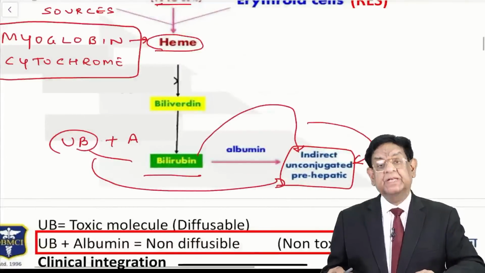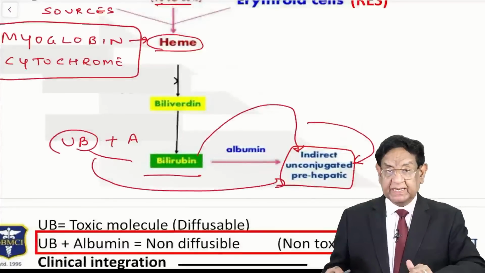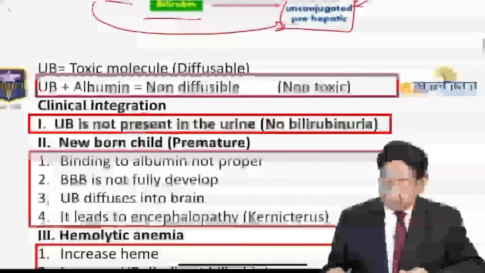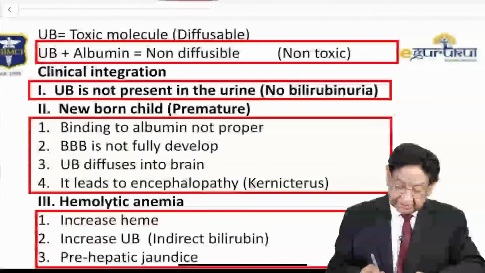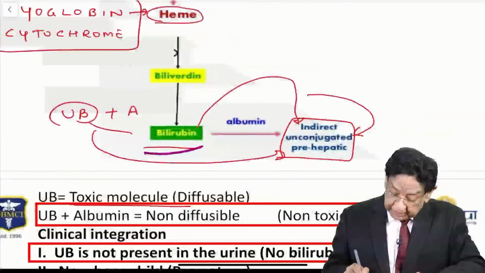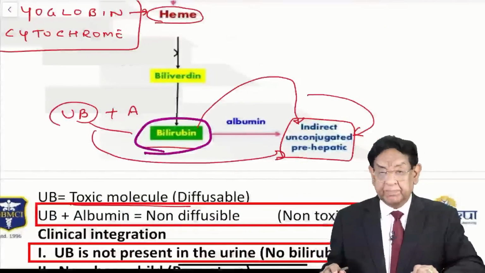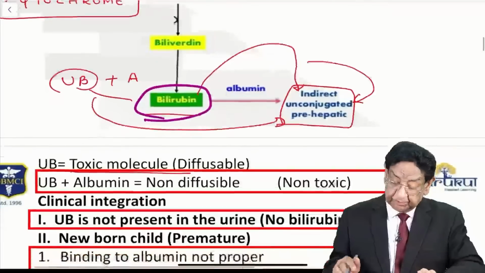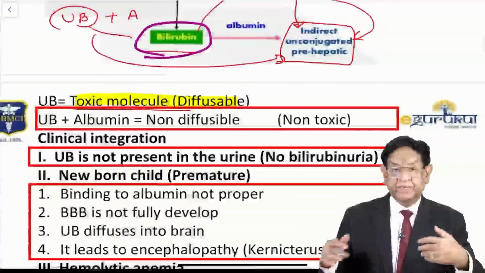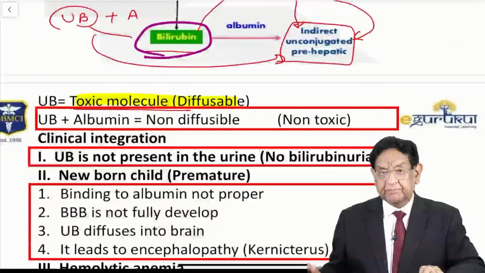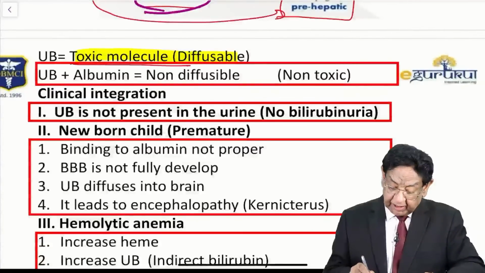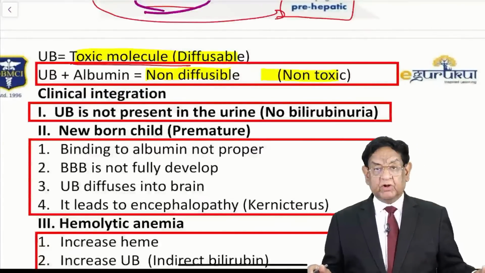Now let's integrate this knowledge of biochemistry with internal medicine or pediatrics. Most of you are not aware that the unconjugated bilirubin which is produced is a highly toxic molecule. What do I mean? This molecule, which is yet to get attached to albumin, is highly toxic, and it is also diffusible. Note it down very carefully. It can diffuse to any part of the body, and I will discuss in a minute where in particular. Now as I told you, it gets attached to albumin and becomes non-diffusible, non-toxic.